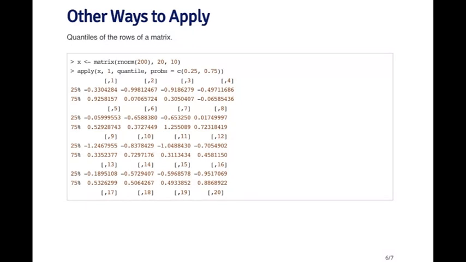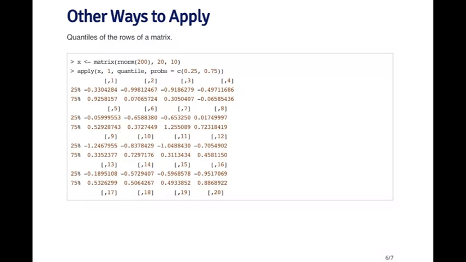Now you can use the apply function to apply other types of functions. For example, suppose you have a matrix. Here I've generated, again, a matrix of random normal variables. That's 20 rows by 10 columns. And suppose I want to go through each row of the matrix and calculate the 25th and the 75th percentile of that row. So I can apply on x, and I pass it the margin 1, because I want to preserve the rows. And then I'm going to pass it the quantile function.